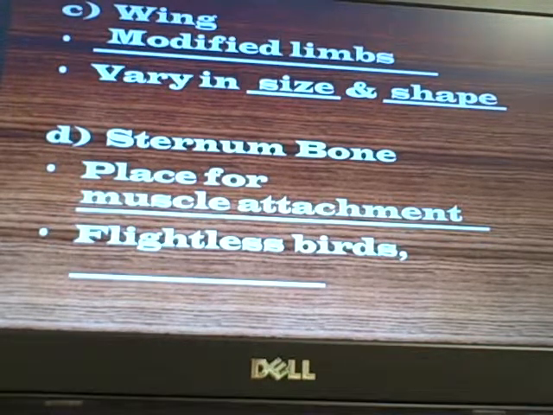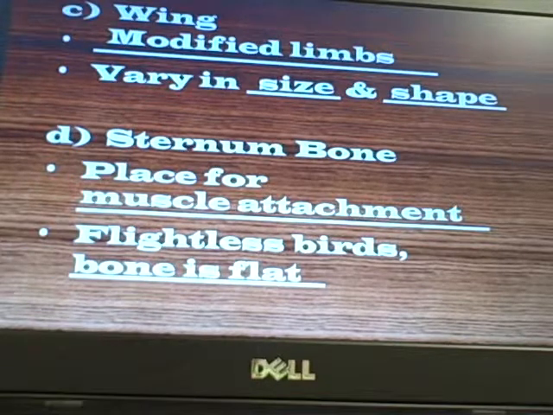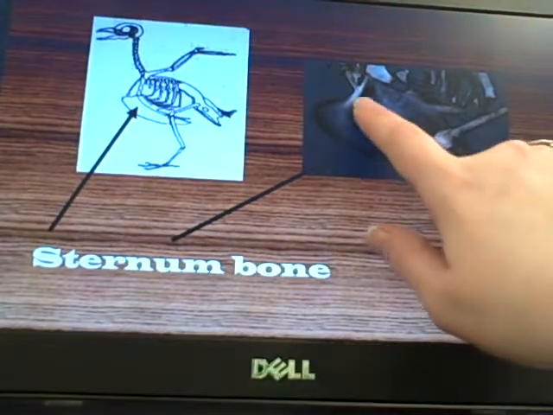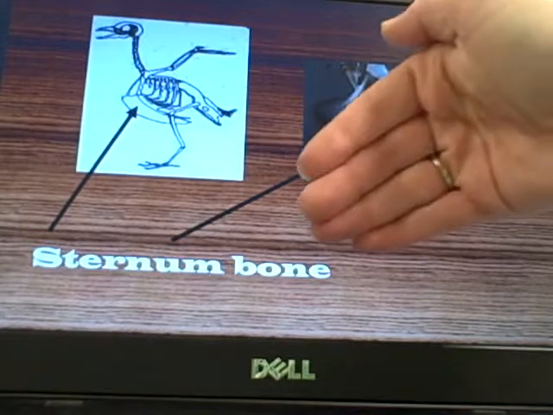And it's the same thing. It's where your pectoral muscles attach. But in birds, obviously, this is very important for most of them that fly. On flightless birds, however, this bone is very flat, just like ours, because they don't have a need for such a ginormous sternum bone. So in most birds, this is what we're looking at, this very big bone that actually sticks out of the bird.